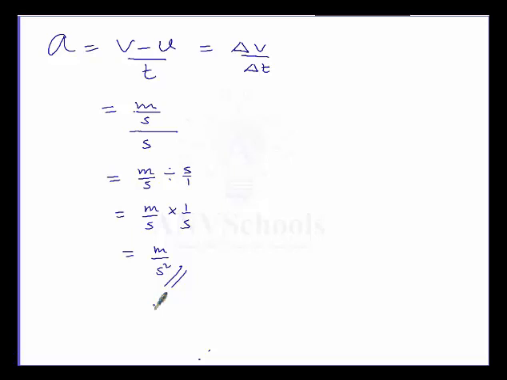But we can also measure acceleration as centimeter per second square, or millimeter per second square, or kilometer per hour square. You can do different things, but this is the SI unit of acceleration. So the SI unit of acceleration is meter per second square.